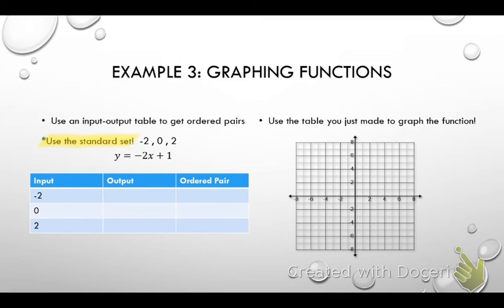So we're going to use our standard set, and really, guys, the only change is what I'm calling it. Instead of an XY table, I'm calling it input-output. Input is my X, output is my Y, and if you remember back to chapter 4, you probably remember what we're going to do next. Write down this function, y equals -2x plus 1, and copy down this table. We're going to fill in the table.